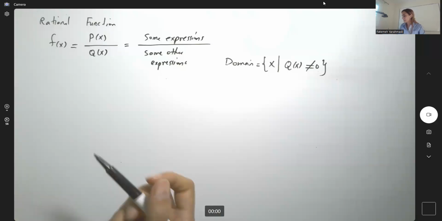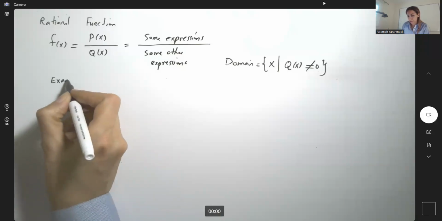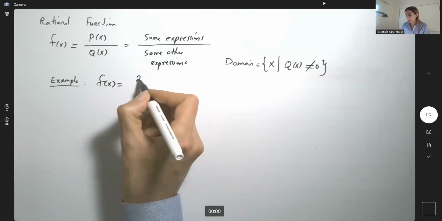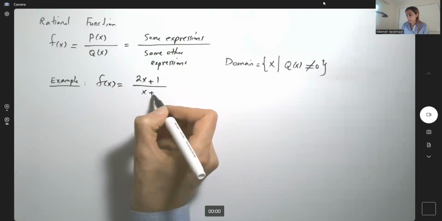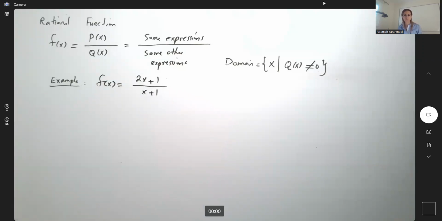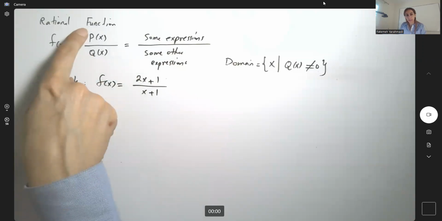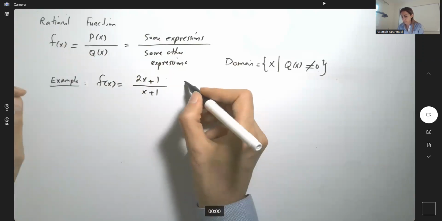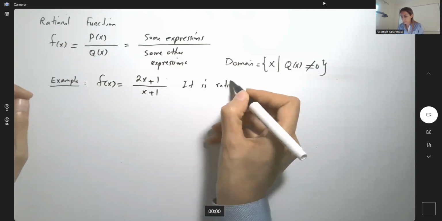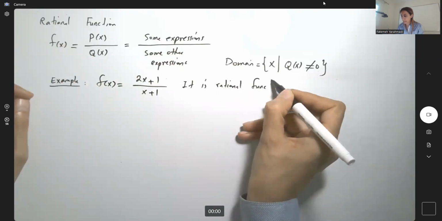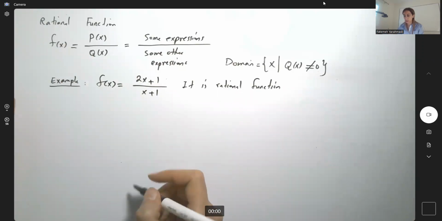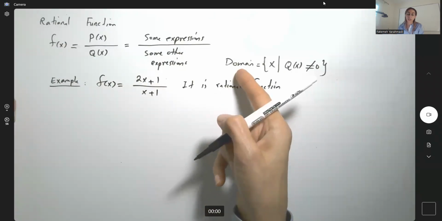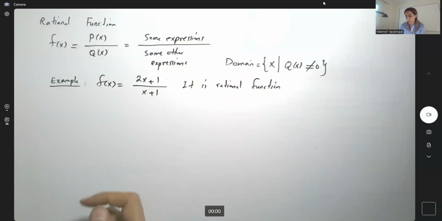Let's take a look at the following example. I'm going to give you another function, f of x equals 2x plus 1 over x plus 1. Based on the definition, you have some expression divided by another expression. It is a rational function. Now that you have a rational function, you need to know how to find the domain, how to find the vertical asymptote, and how to graph this function.